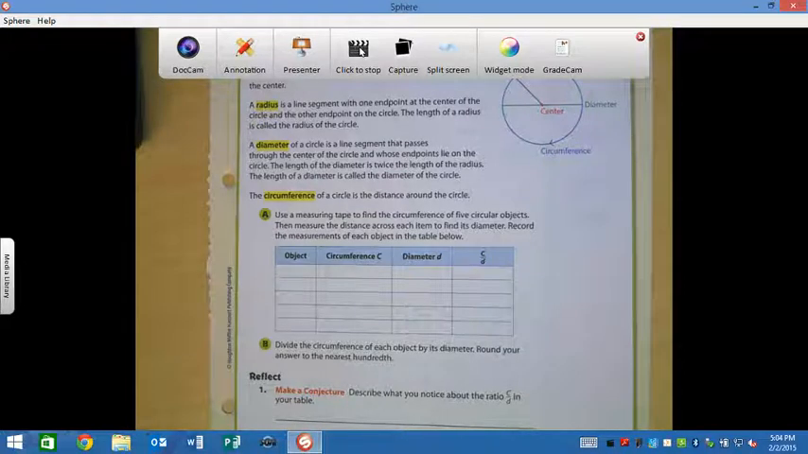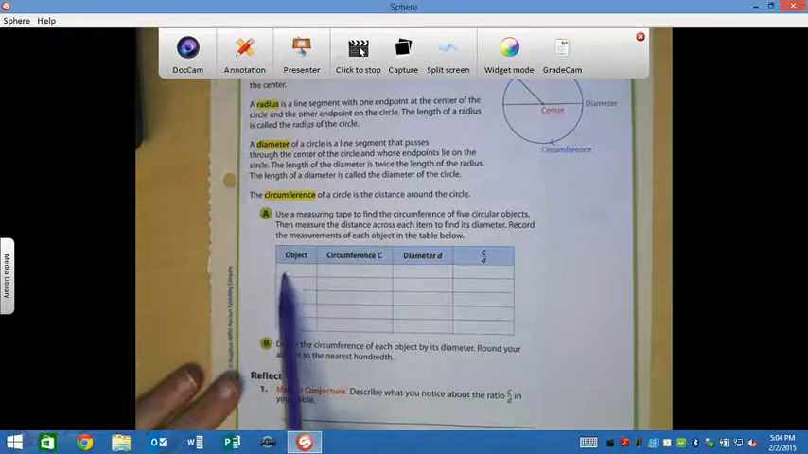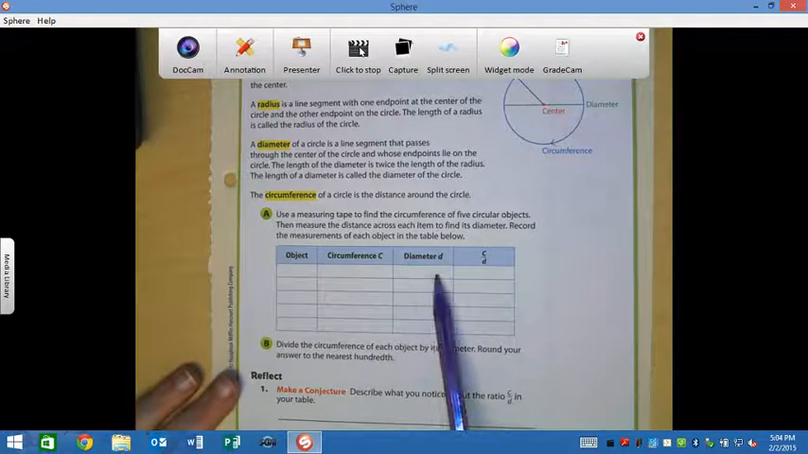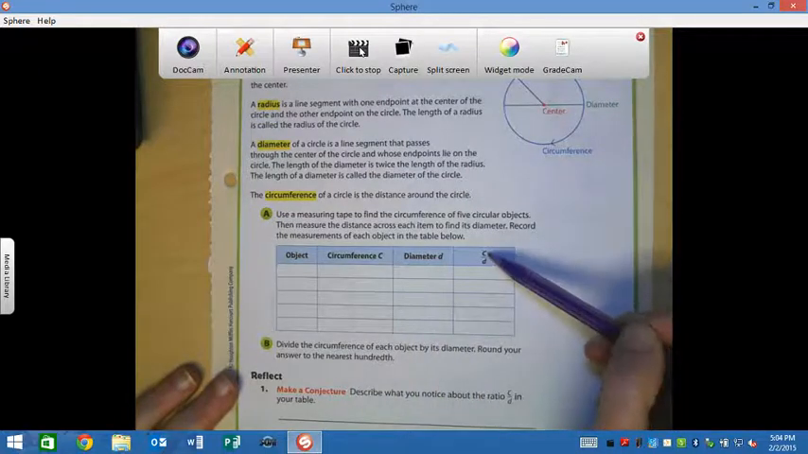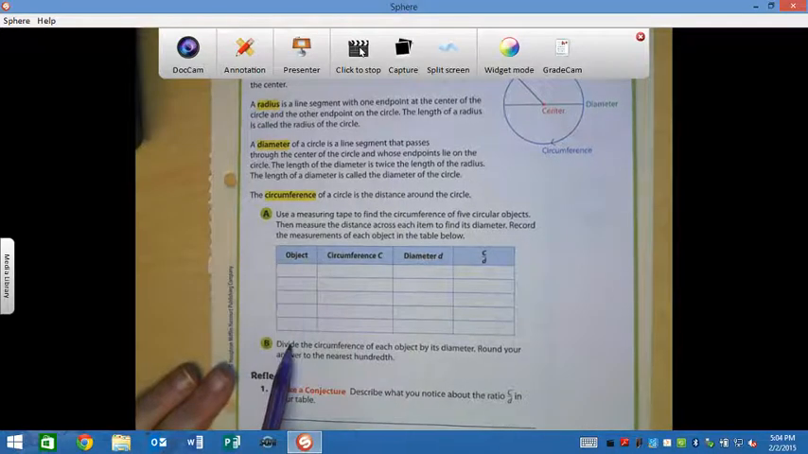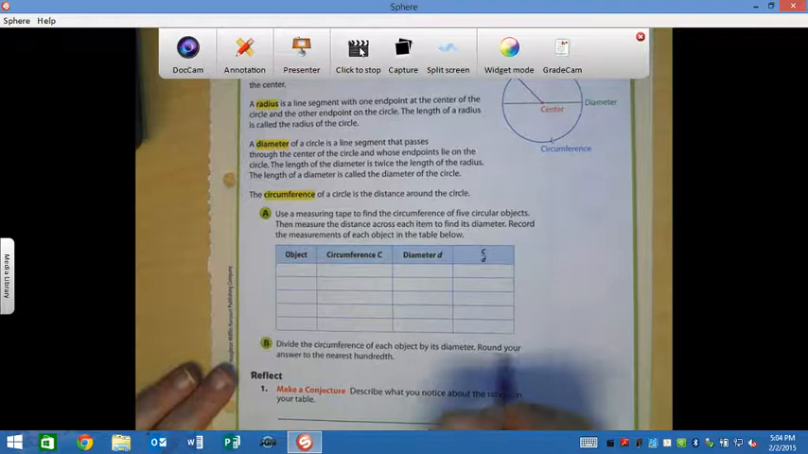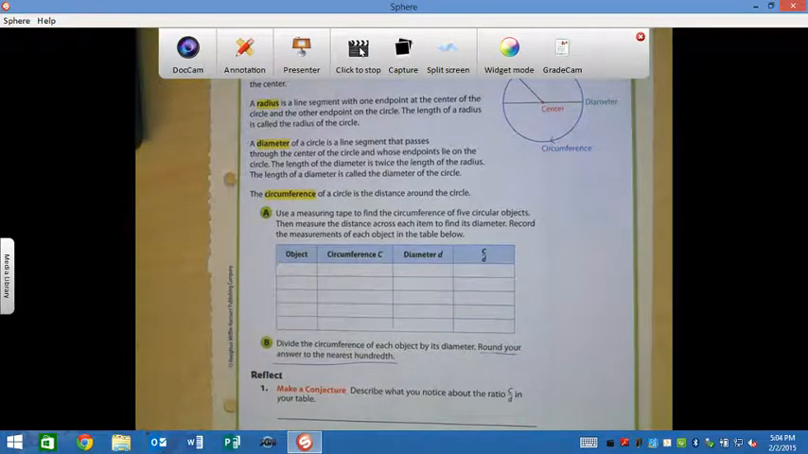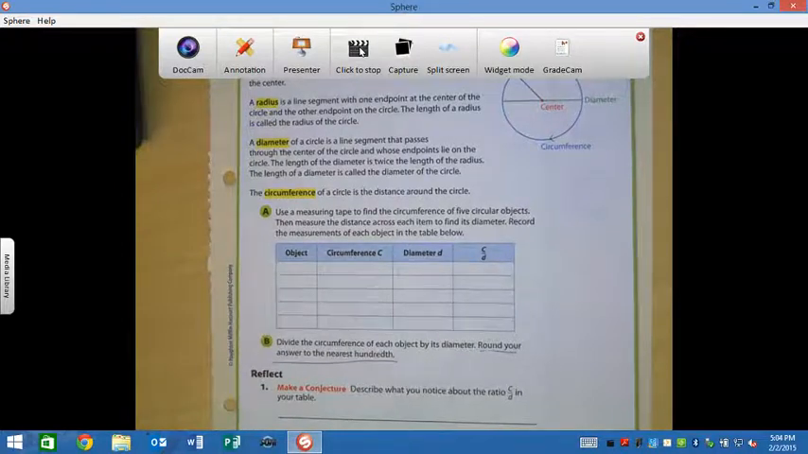So you're going to measure the distance across to find its diameter and then record it. So you're going to have your object here, what the circumference is when you measured it, what the diameter is, and then you're actually going to divide the circumference divided by diameter for all 5 objects. Remember, look right here, it says round your answer to the nearest hundredth. That is key because some of these are going to come out to some crazy numbers. I would also measure in something simple, maybe like millimeters. That way you can get a pretty accurate answer.